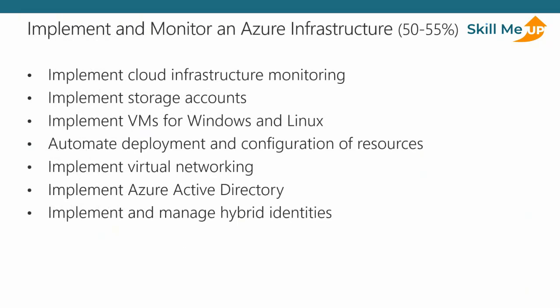So the first section that you come to, and again, this is the bulk of the exam where you'll see a lot of it, is implement and monitor Azure infrastructure. In this case, we're talking about monitoring the cloud infrastructure, as well as implementing the storage accounts for those resources in the environments, implementing the VMs for both Windows and Linux, automating the deployment and configuration of the resources and the networking that are needed for all the infrastructure pieces with the VNets, looking at Azure Active Directory, and also how to integrate that with on-premises in hybrid environments and what is needed around that.